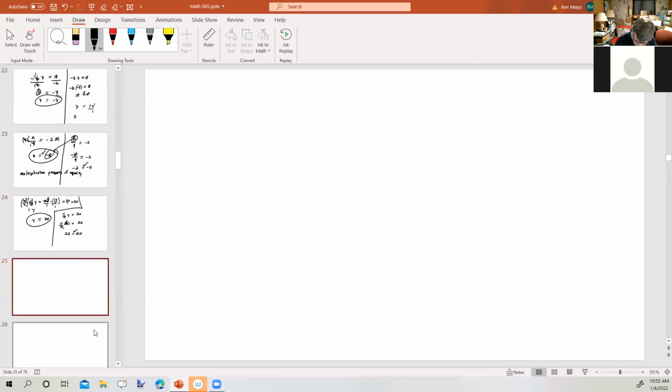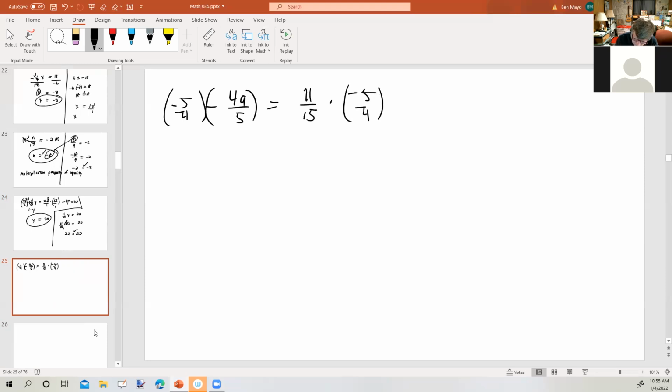How about this one? Negative 4a over 5 equals 11/15. Well, here the coefficient of a is negative 4/5. The reciprocal of that would be negative 5/4. On the left side, negative 5/4 times negative 4/5 reduces down to 1. 1 times 1 is 1, and 1 times a is a.